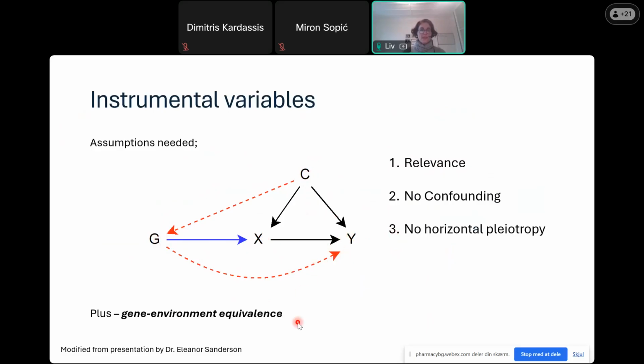illustrated here. And then there is also the gene environment equivalence assumption, which assumes that if you have a genetic effect that, for example, lowers your LDL cholesterol by 1 millimolar per liter, this effect and the effect that this has on your risk of disease will be equivalent to the effect if you lowered LDL by 1 millimolar per liter using a drug, for example.